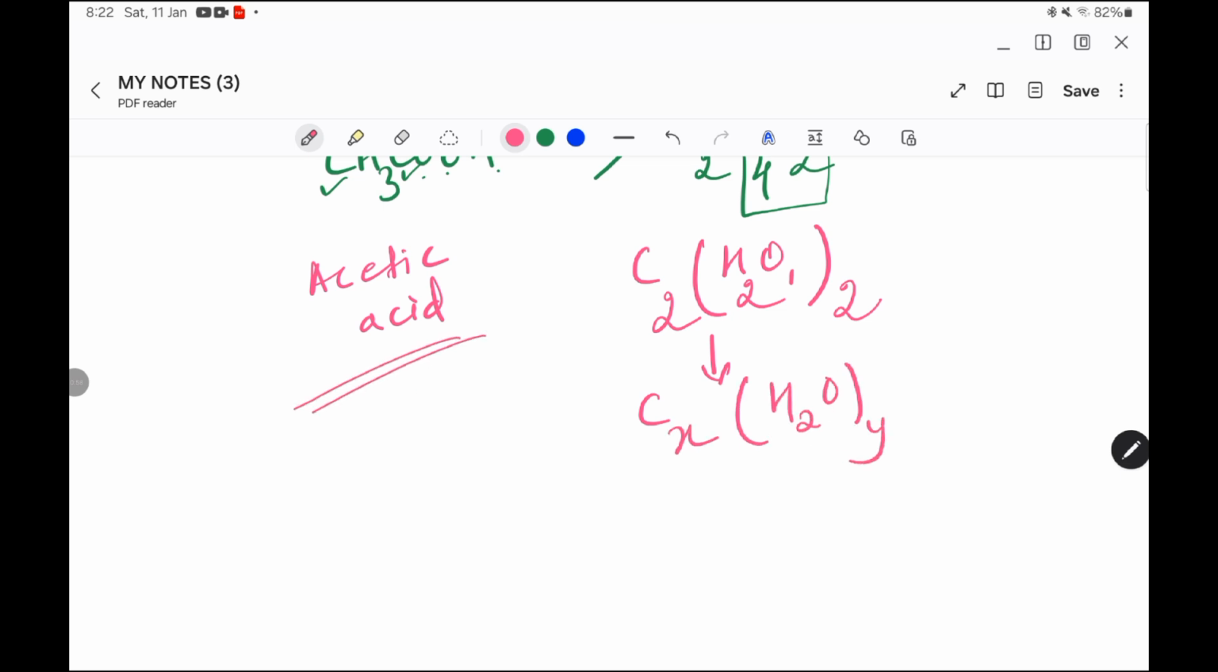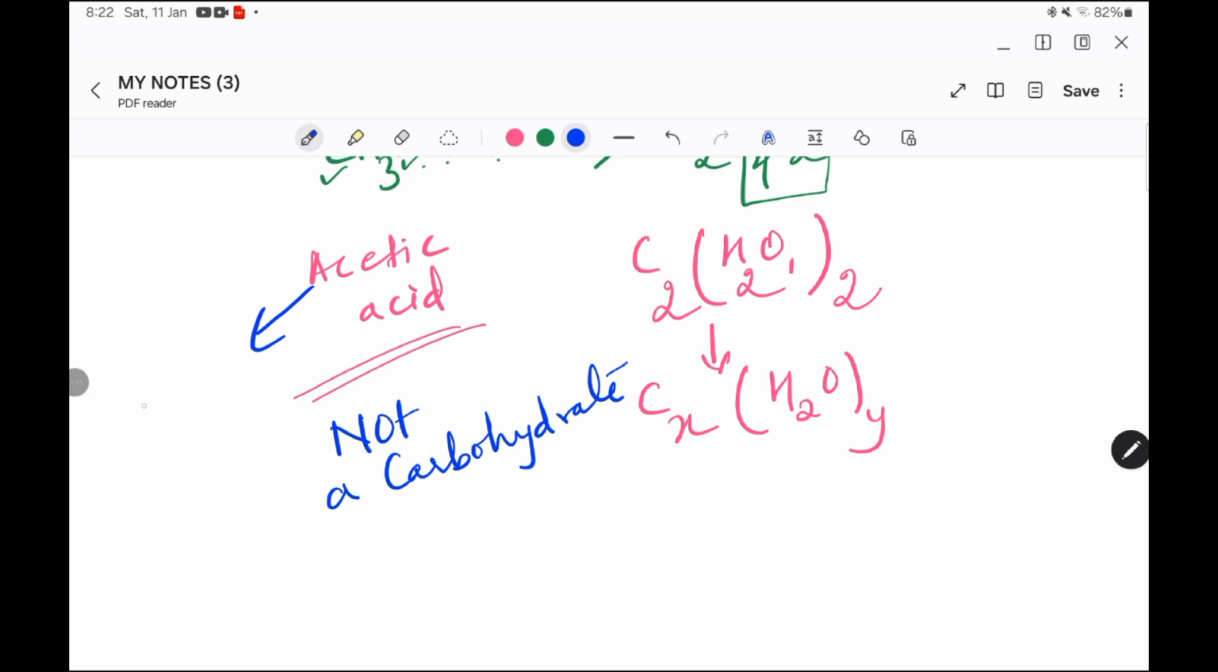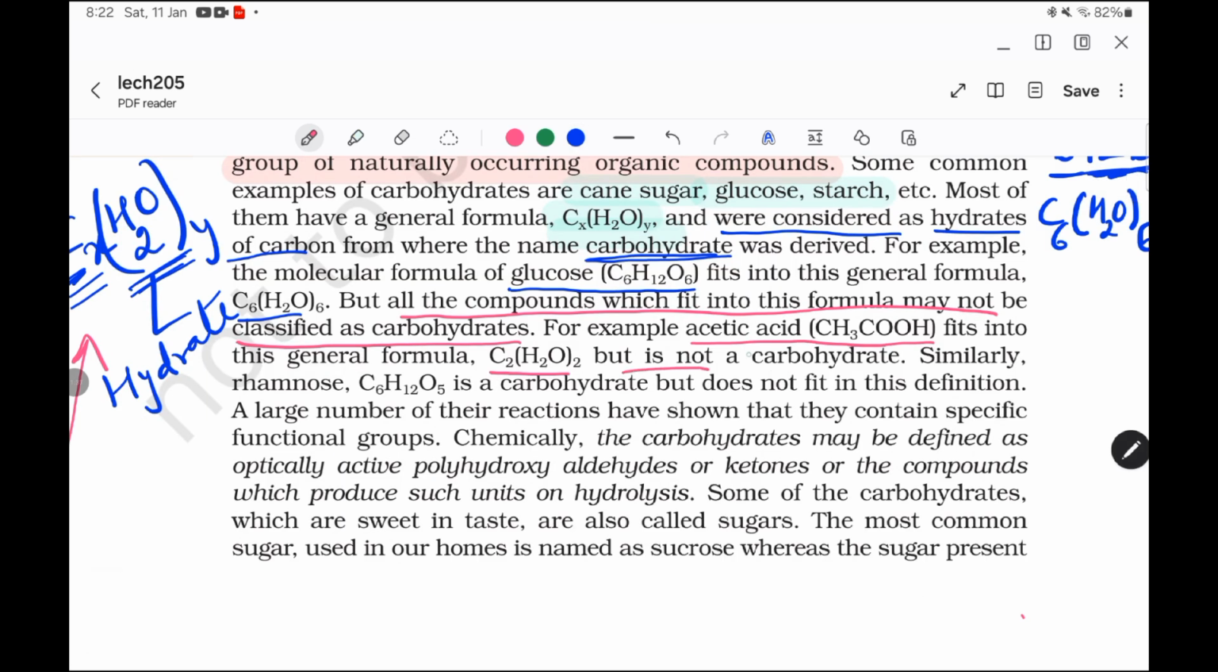But is acetic acid a carbohydrate? The answer is, it is not a carbohydrate. It is an acid. It is vinegar. What is acetic acid? It is vinegar. So this definition was actually discarded. Now we can say that it's not a carbohydrate.